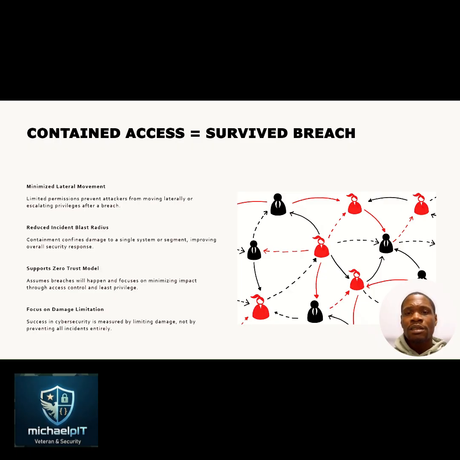In conclusion, this is a major mindset shift. Success in cybersecurity is not measured by the unrealistic goal of preventing every single incident, because that's basically impossible. True success is measured by how well you limit the damage when something goes wrong. If you can survive a breach because your access is contained, you've won the battle.